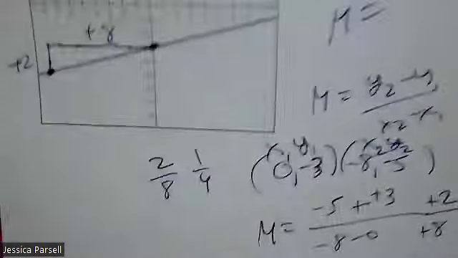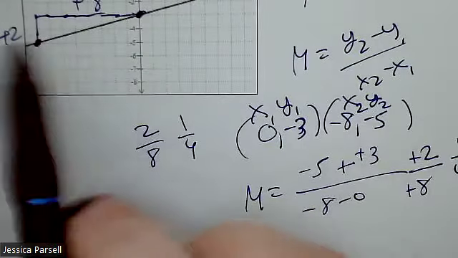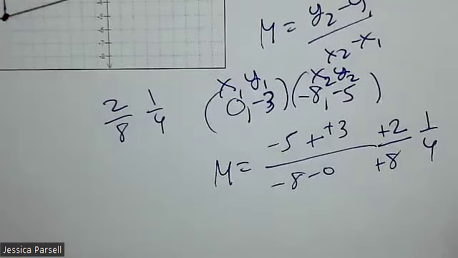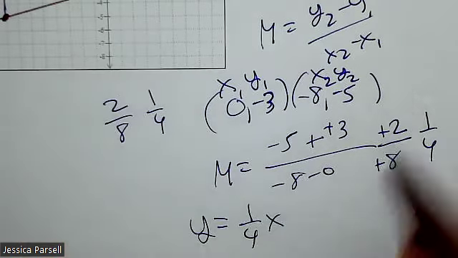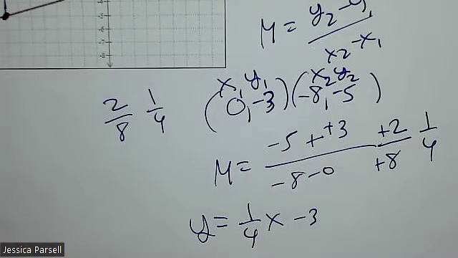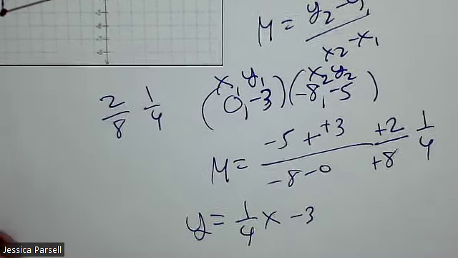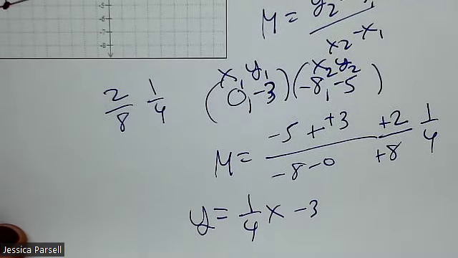So any which way you want to skin that cat, you can either try to count it out or just straight up use the formula. Let's write this equation out. y equals 1/4 x minus 3. So hopefully you got that. Hopefully you tried to do that on your own and got 1/4 x minus 3.